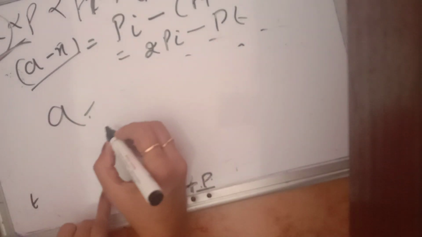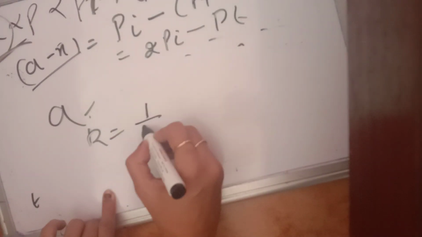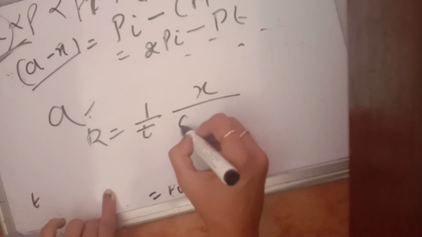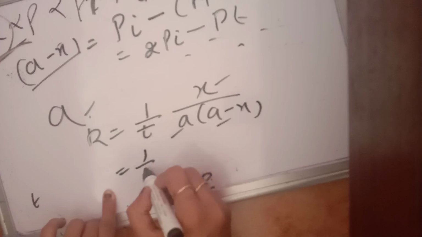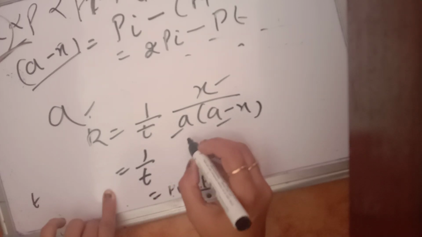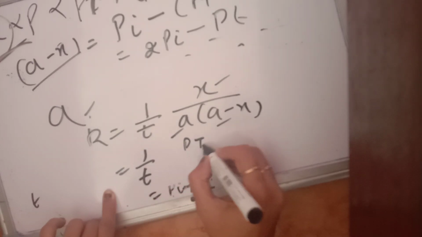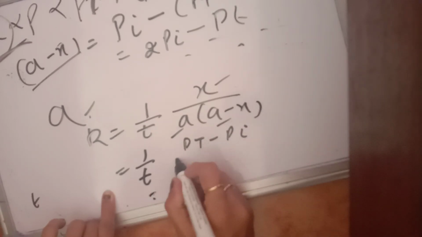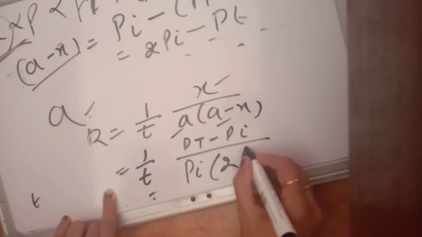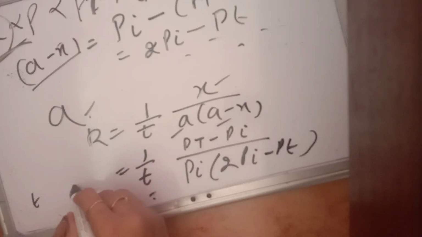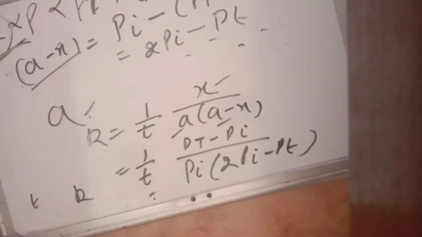So now I know my A, I know my A minus X, I know my X. We have to simply put these values in the second order rate law which we derived earlier. Putting these values, we get 1 upon t. Instead of X, we'll put Pt minus Pi. Instead of A, we'll put Pi, and for A minus X we'll put 2Pi minus Pt. So this is my rate law for decomposition of acetaldehyde.